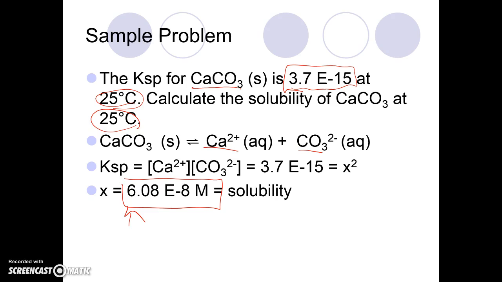Natural waters have calcium carbonate in it. Snails and clams are fine because the solubility product constant at normal temperatures and pHs is 3.7 times 10 to the minus 15, so they can make shells.